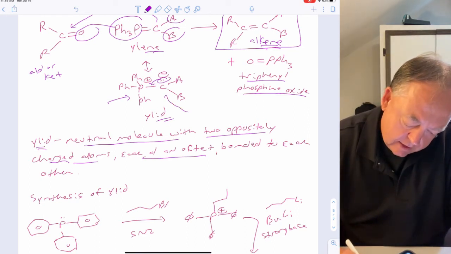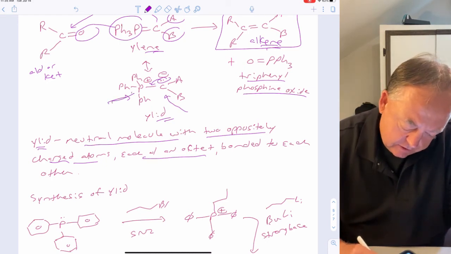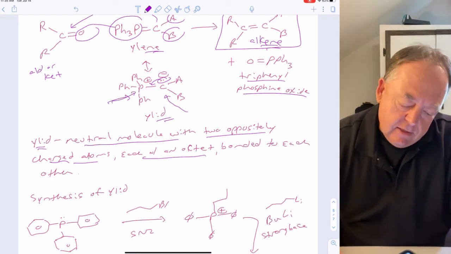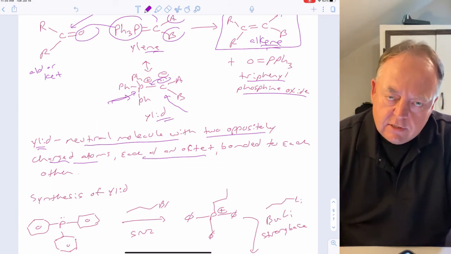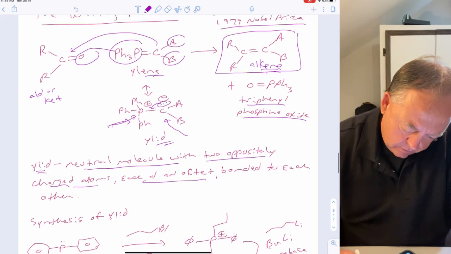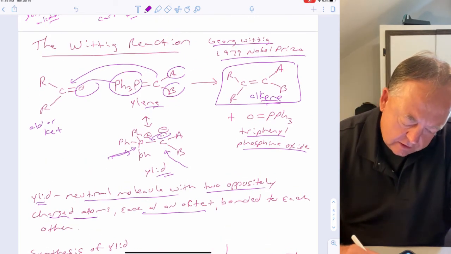Right, that carbon has an octet, it's negative. That phosphorus has an octet, it's positive. Opposite charges on adjacent atoms where both atoms have an octet, that's called a ylide. And if we look at its resonance form, that's called a ylene.